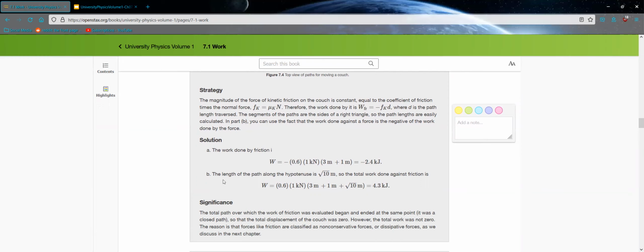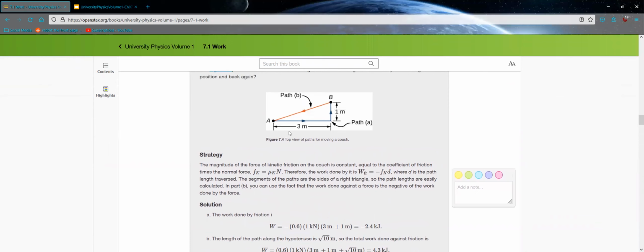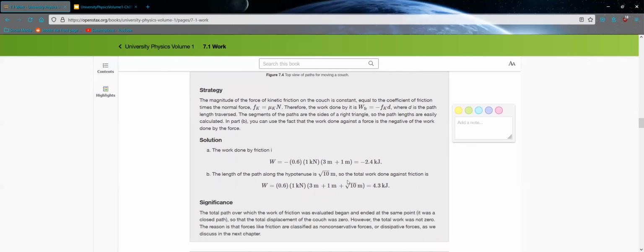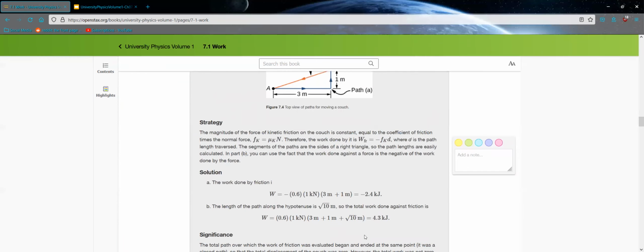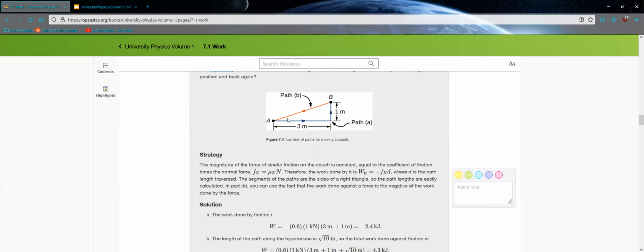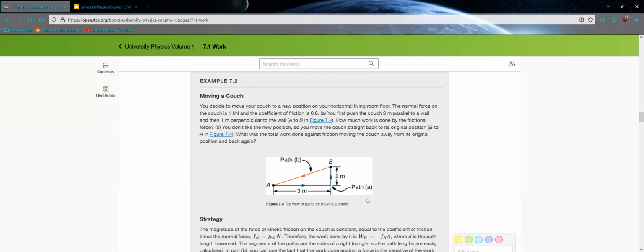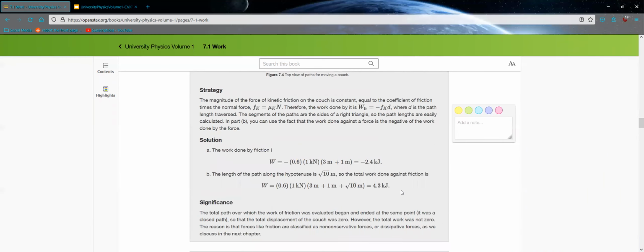Cool. So what is the length of the hypotenuse? Well, Pythagorean theorem, a squared plus b squared equals c squared. So the square root of 3 squared plus 1 squared. And then we can add that friction into what we've already discussed, which is the 3 and the 1 there. And we end up with a total of 4.3 kilojoules in the positive direction. Why is it positive? Well, because we're spending a lot of friction pushing it back, right? So the path of the motion is the opposite direction of where we started. That's why we have positive kilojoules there.